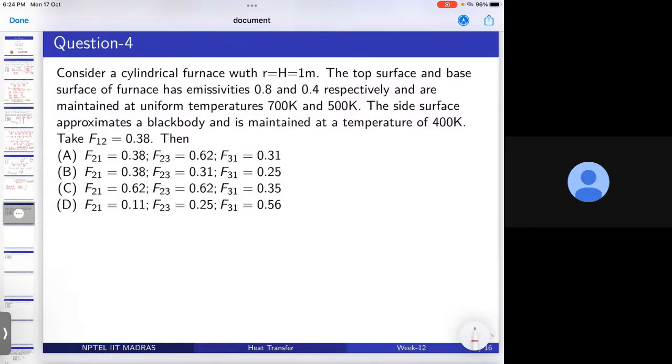So consider a cylindrical furnace with R equal to H equal to 1 meter. The top surface and the base surface of the furnace have emissivities of 0.8 and 0.4 respectively, and are maintained at uniform temperatures of 400 Kelvin and 500 Kelvin. The side surface approximates a black body and is maintained at a temperature of 400 Kelvin. And so here I need to draw the diagram.